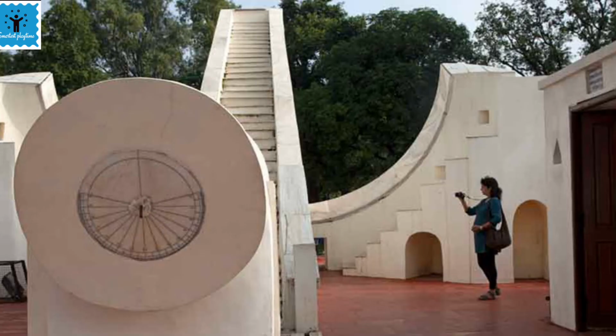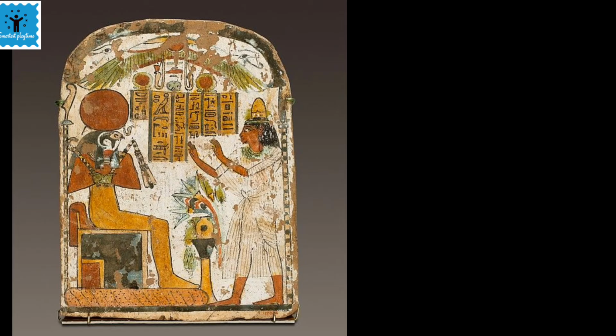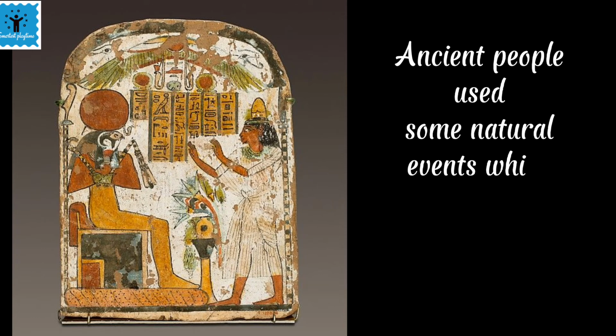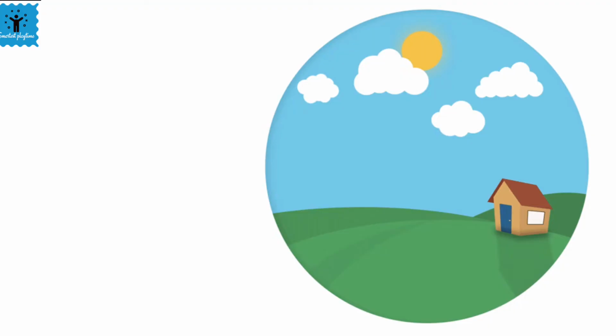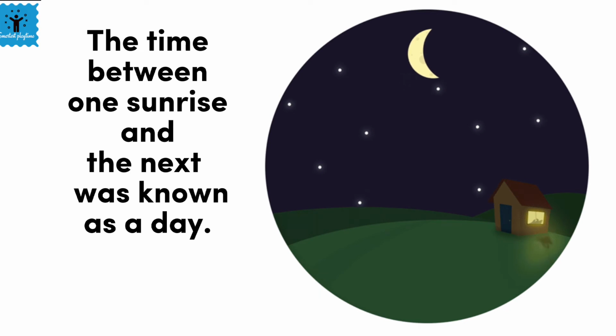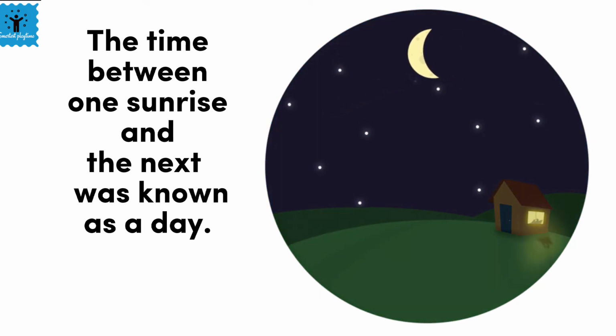It is very difficult to think how did the people in ancient time measure time, as they do not have clocks or watches. In order to measure the time, ancient people used some natural events which repeated regularly after fixed time intervals. For example, they found that the sun rises every day in the morning. So, the time between one sunrise and the next was known as a day.